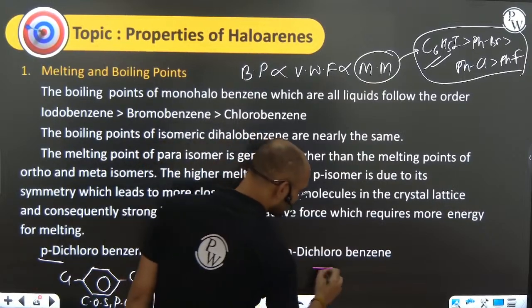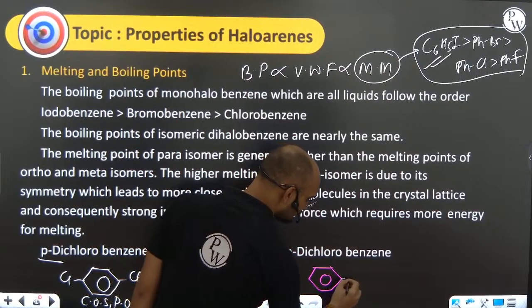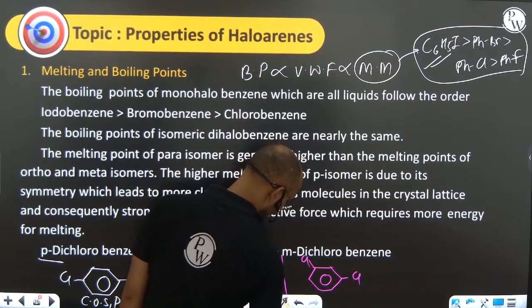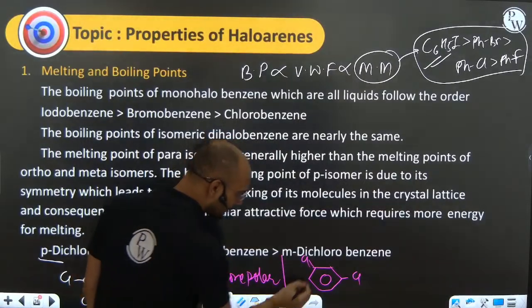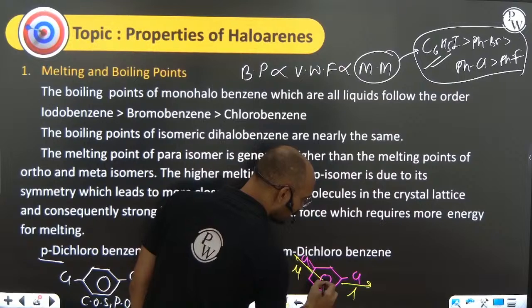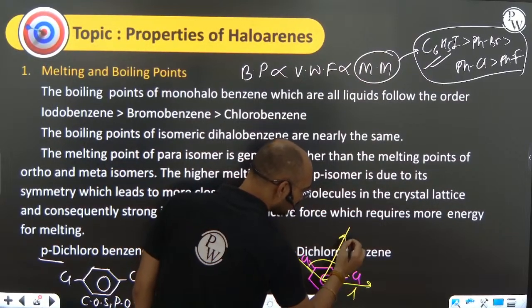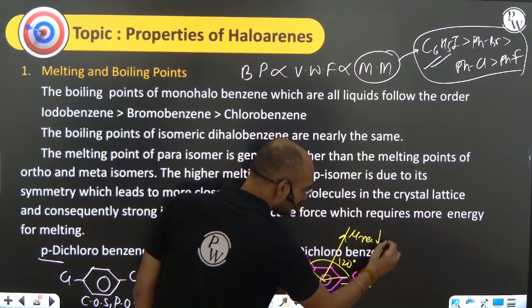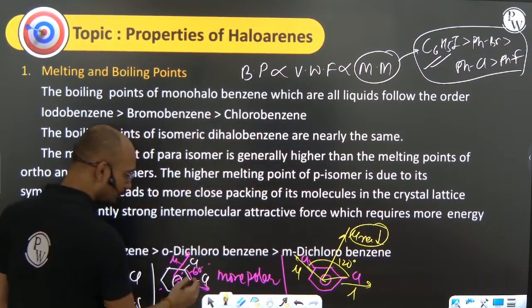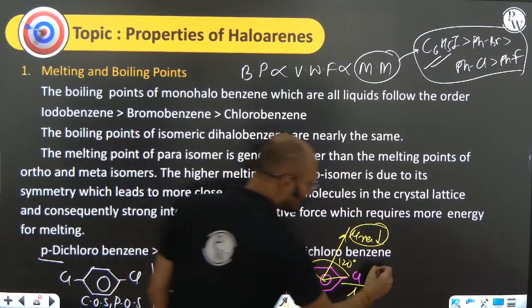Next one is, let's say there is meta. So 1Cl here, 1Cl here. Can you see? One mu is on this side, one mu is on this side. So what is the angle? Angle is how much? It is 120 degrees. So mu resultant will be less here. Here mu resultant will be more. So what we can say? Here it is less polar.